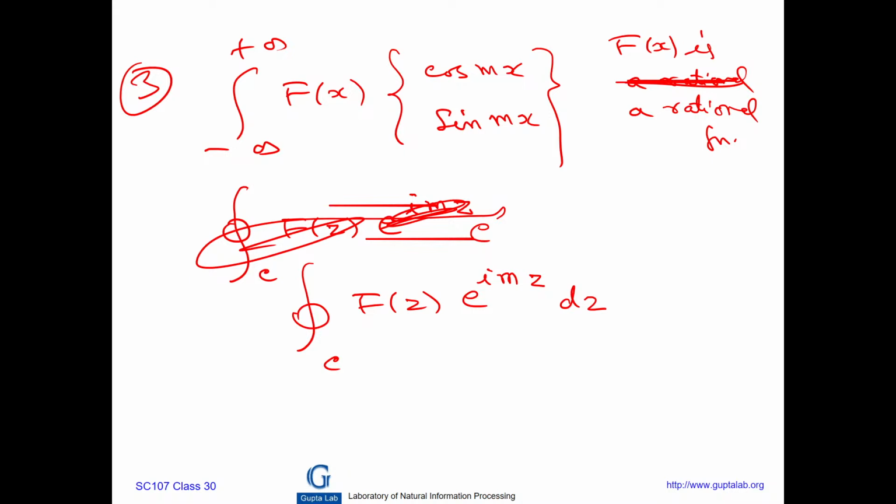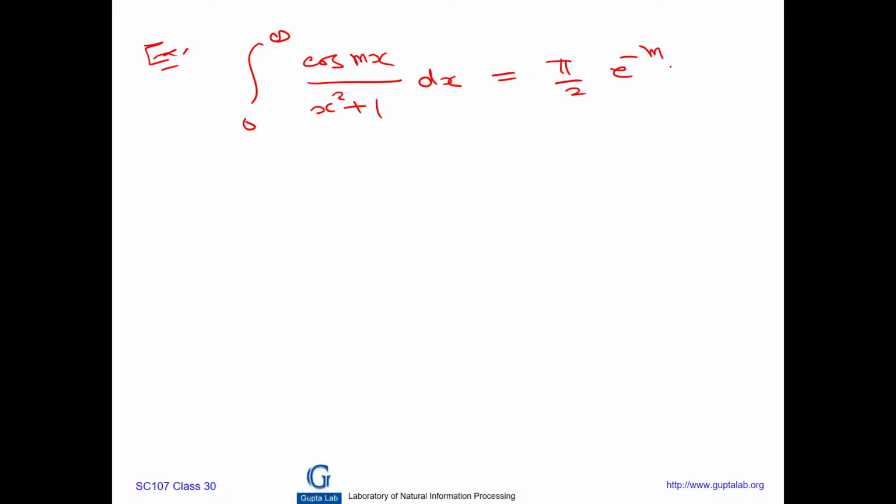So let us take an example so that you understand. We want to integrate from 0 to infinity cos(mx) divided by (x^2 + 1) dx. I want to show that this value is pi by 2 times e^(-m), where m is positive, but not by using reals, by using complex numbers.